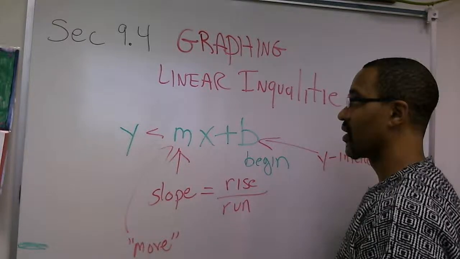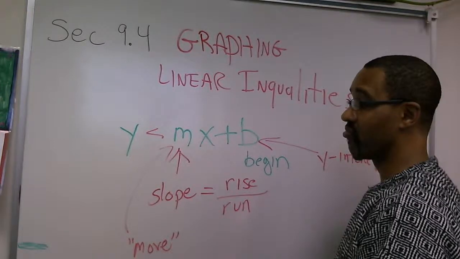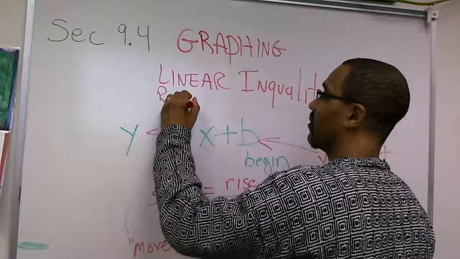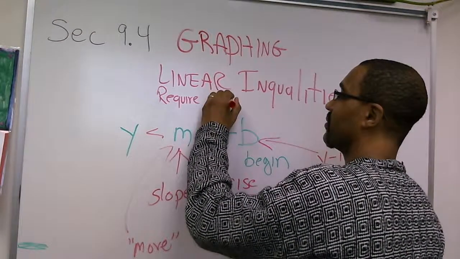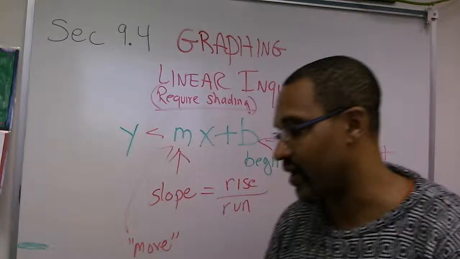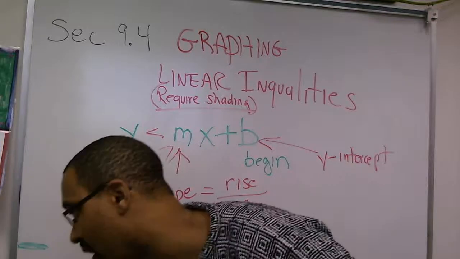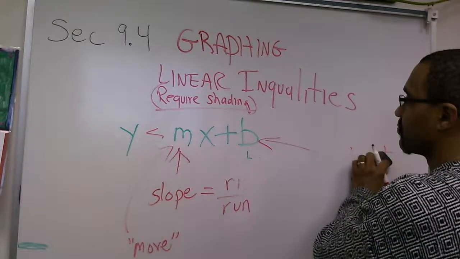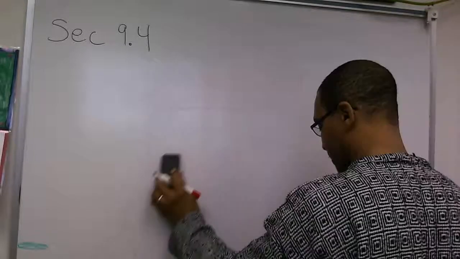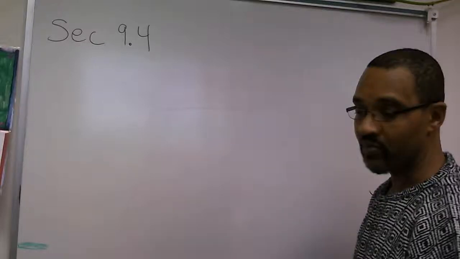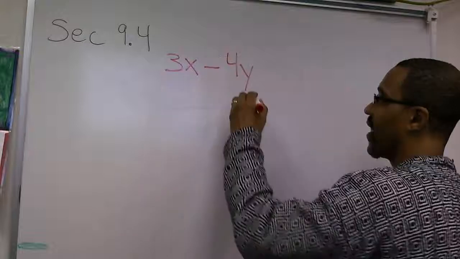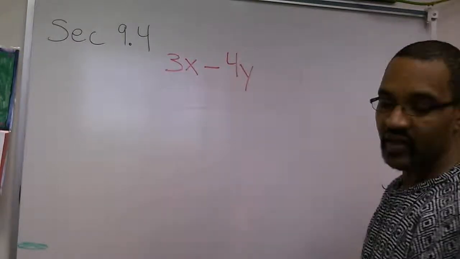What we're going to do is also remember that inequalities require shading. We'll talk about that very soon. Required shading. So let's move on and do a typical problem with inequalities. Okay. Now I erase this top part. We're going to need some spaces. This is all 9.4. First problem I'm going to try is 3x minus 4y is less than or equal to 12.